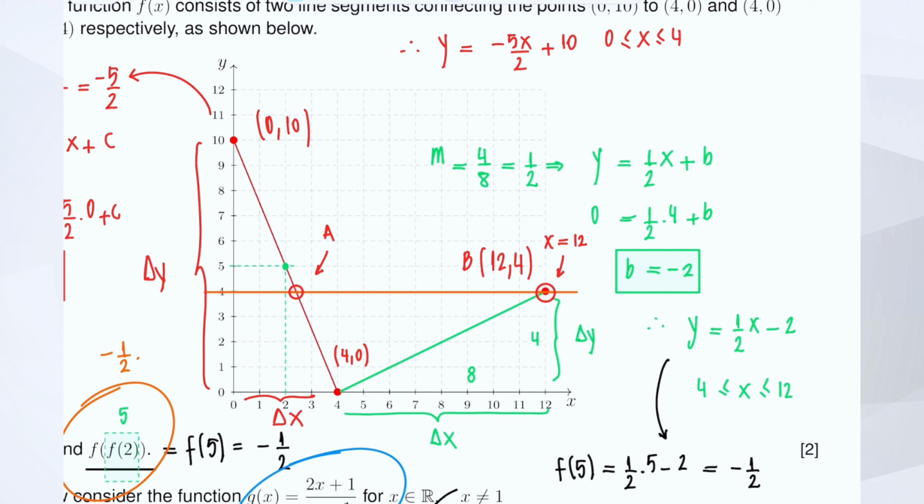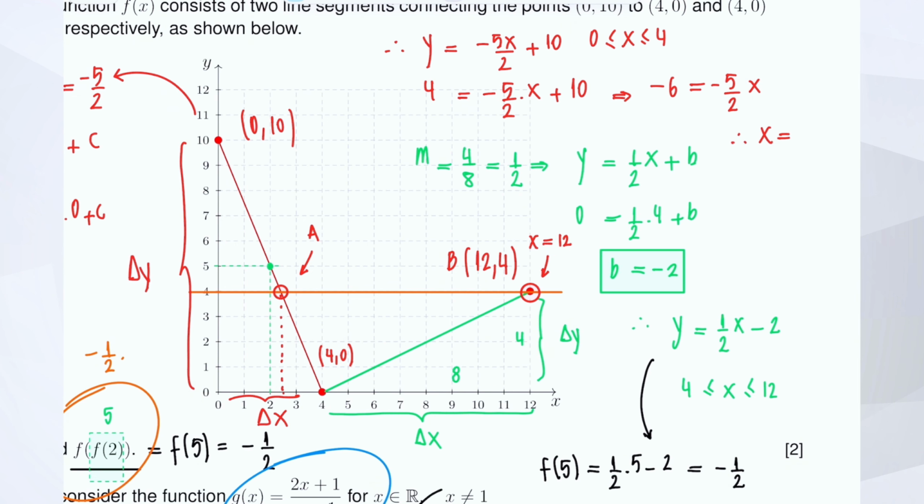Now, when is this equal to 4? Well, 4 equals -5 over 2 times the x value, which we're going to find, plus 10. So -6 equals -5 over 2 x. Therefore, that second x value is 12 over 5. You see, this looked like a harmless exercise, but it turned out to be trickier than expected.